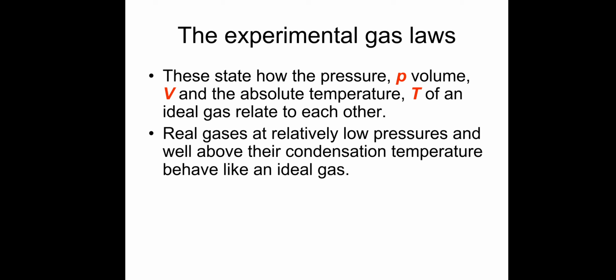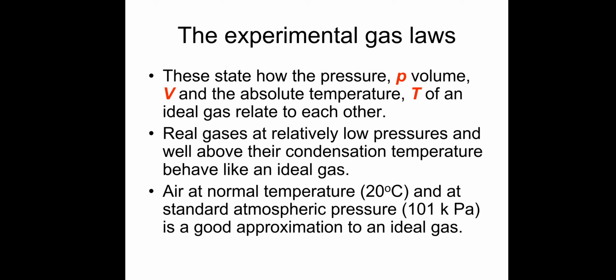If you do physics at university, you use similar equations, but with constants depending on the type of gas and the temperature that we're working at, A and B. But we don't need that at A level. So air at normal temperature is 20 degrees Celsius, and standard atmospheric pressure, as we said earlier, is 101 kilopascals. Sometimes air at normal temperature in chemistry at A level is said to be 25 degrees Celsius. But that's a good approximation to an ideal gas.